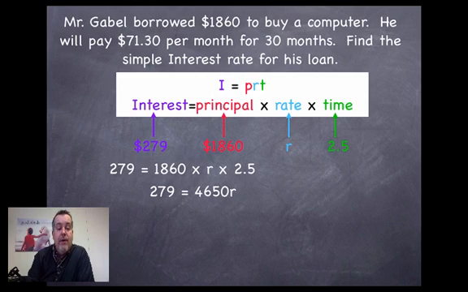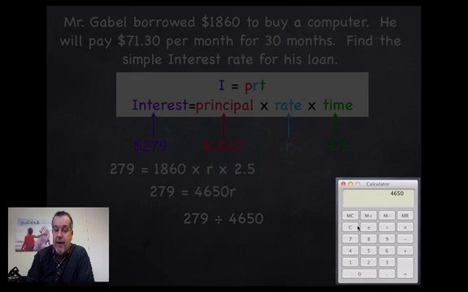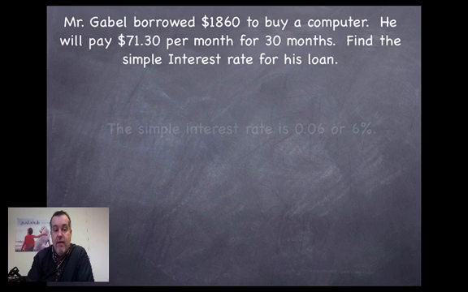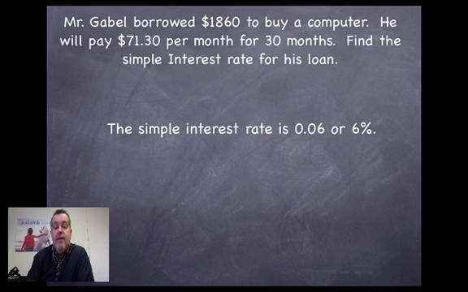To find R, we're going to divide 279 by 4,650. So we're going to get our calculator out again. 279 divided by 4,650 is equal to 6 hundredths. All right, so that was R. So R is equal to 6 hundredths, or the simple interest rate is 0.06, or 6%.